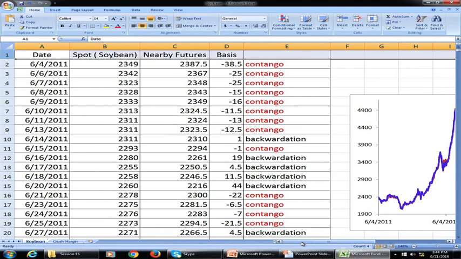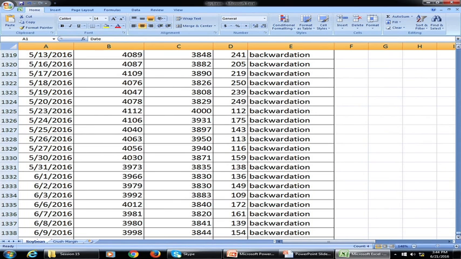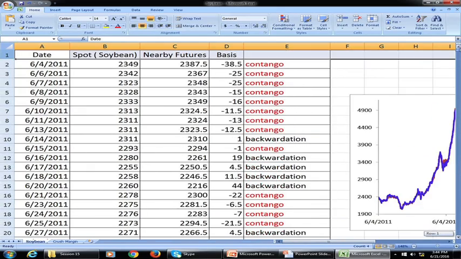I just did a basic Excel calculation on the number of days when the market is backwarded. Out of the 1345 data points which I have considered in this file, around 870-75 days the market has exhibited backwardation, and the remaining 445 odd days have a contango market.